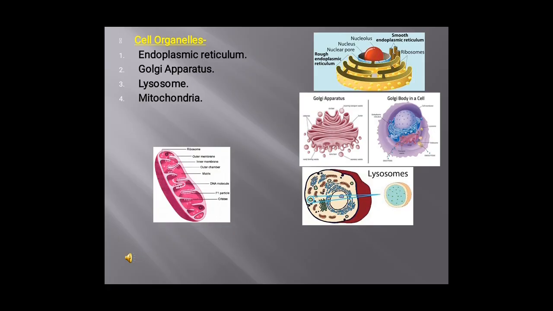And third is lysosome, which is shown by picture number three. These are tiny granule-like structures containing digestive enzymes, bounded by a single membrane. The main function of lysosome is digestion. They are a kind of waste disposal, helping in digestion of foreign cell material.